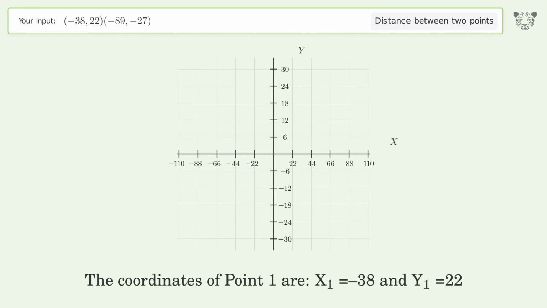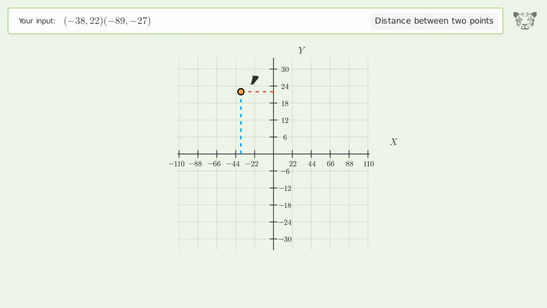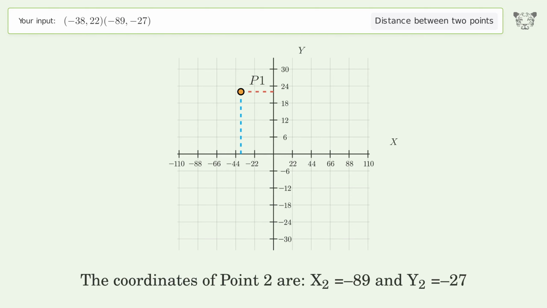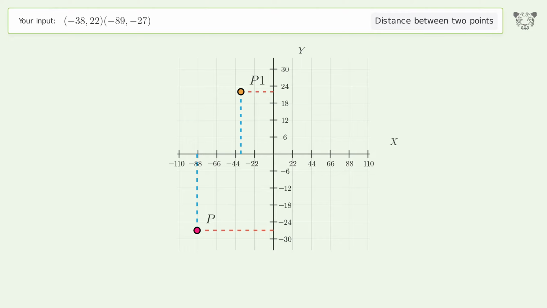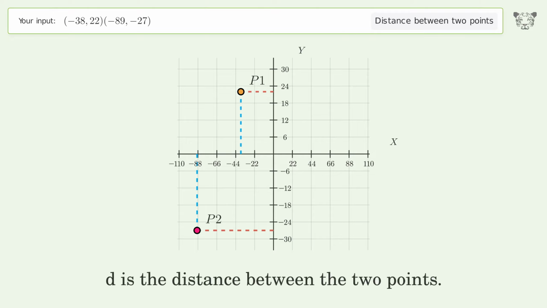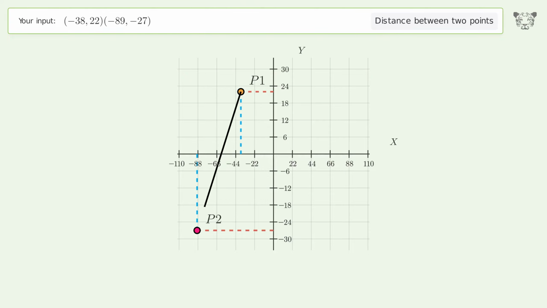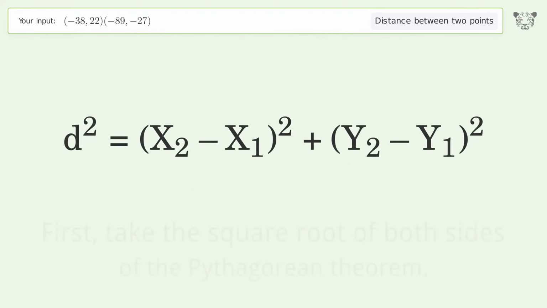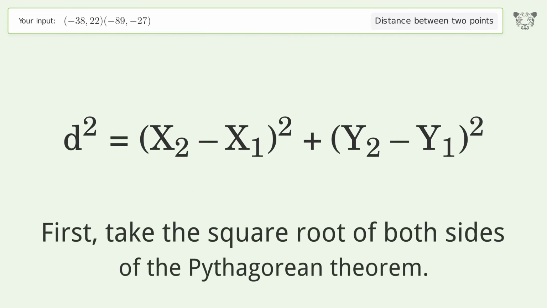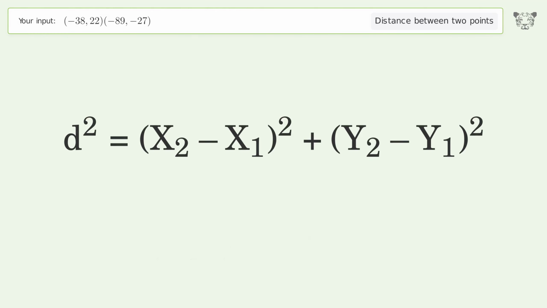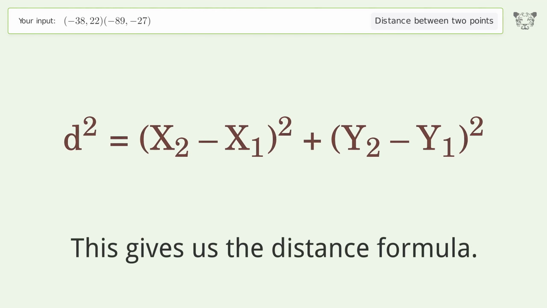The coordinates of point 1 are x1 equals -38 and y1 equals 22. The coordinates of point 2 are x2 equals -89 and y2 equals -27. D is the distance between the 2 points. First, take the square root of both sides of the Pythagorean theorem. This gives us the distance formula.